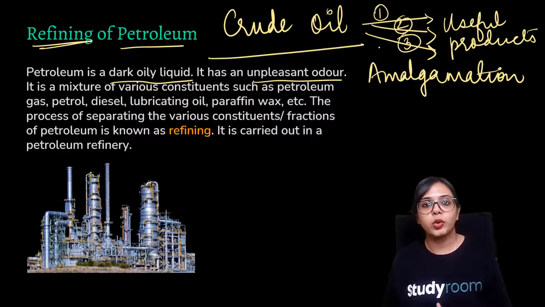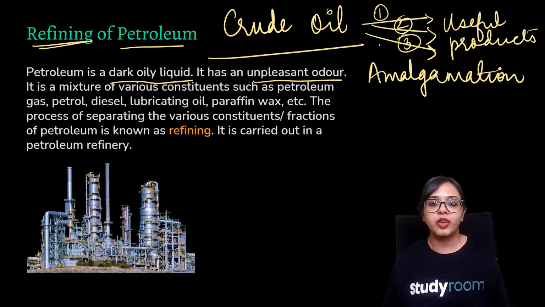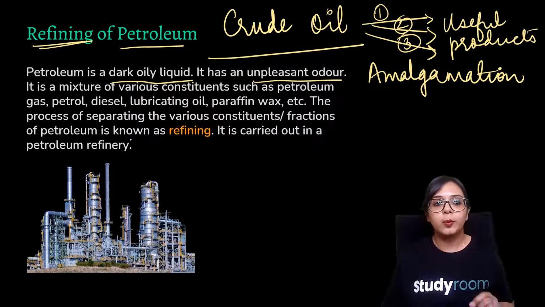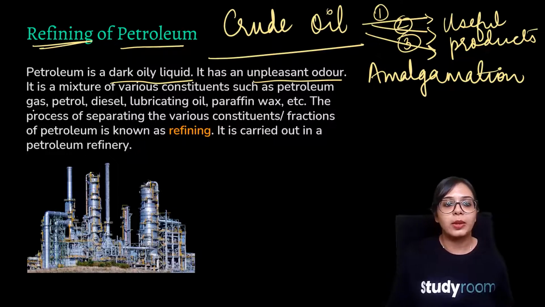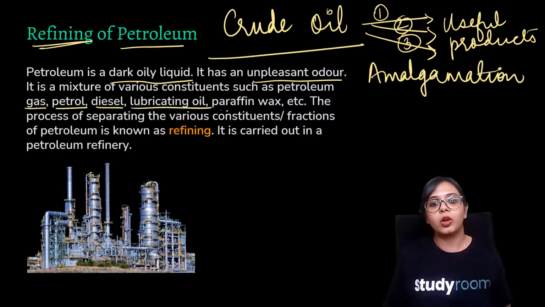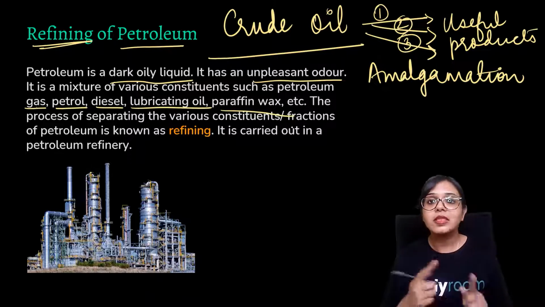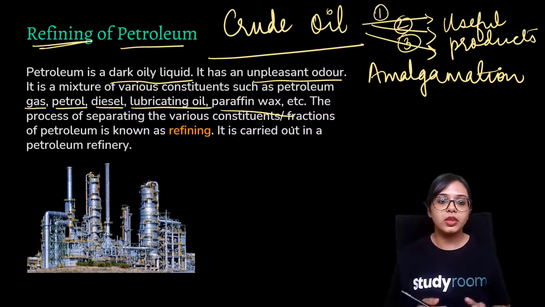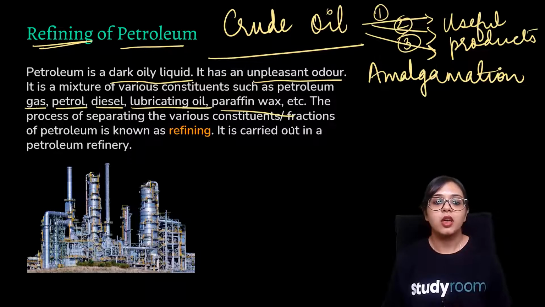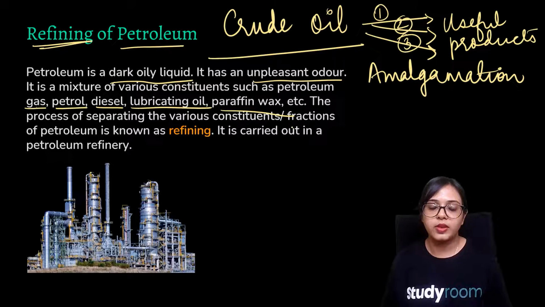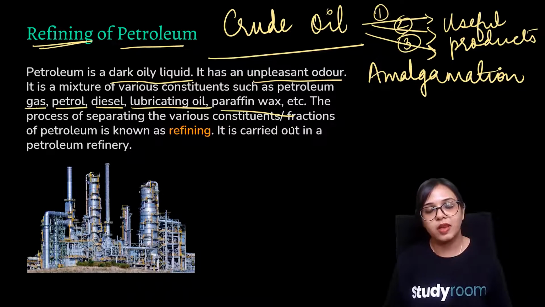So some chemical treatment is put into use on this petroleum, on this crude oil, and after it has been refined, you get the individual products, the individual constituents, namely natural gas, petrol, diesel, lubricating oil, paraffin wax, etc. Even some chemicals that we will be learning about. The process of separating the various constituents or fractions of petroleum is known as refining.